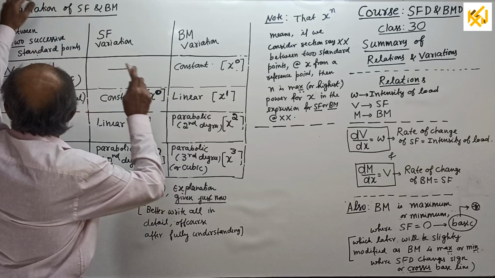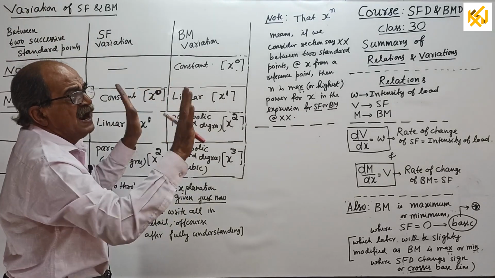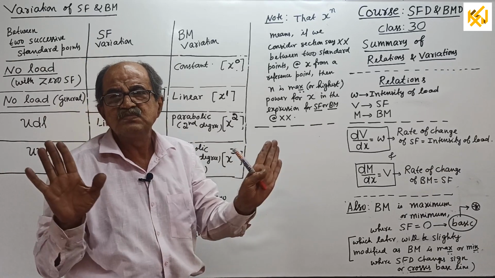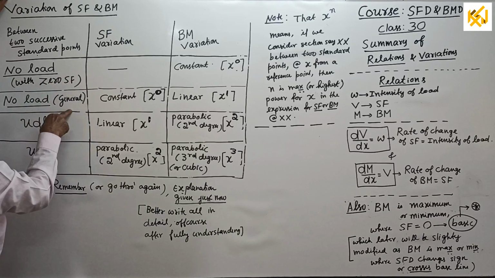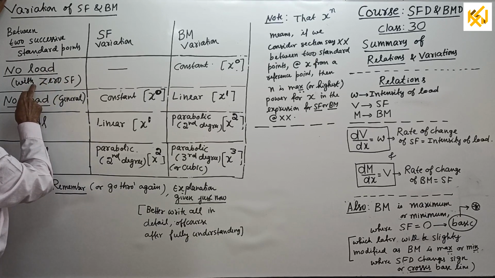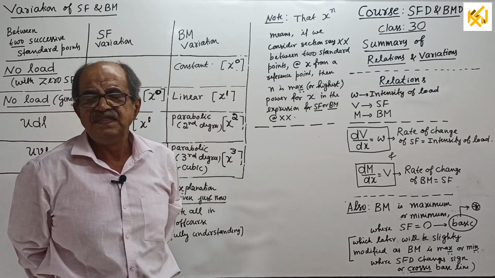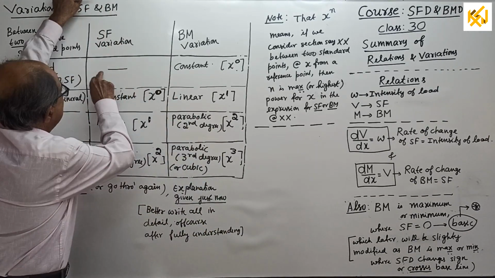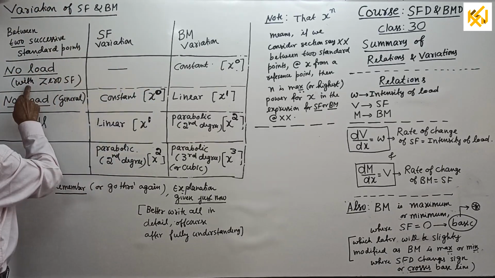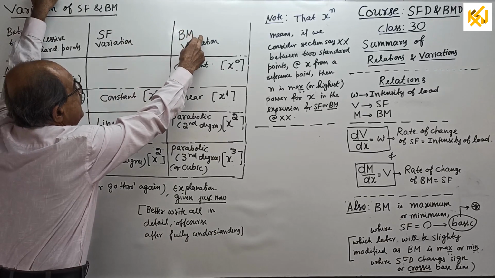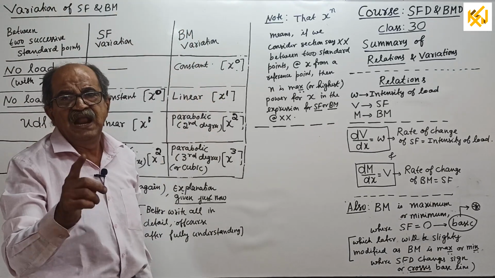Okay. Now, one case: no load. Between two standard points, there is no load. If there is no load, then there is no shear force. When there is no shear force, there is no question of variation. With zero shear force, remember, bending moment will be constant, or x power 0. I will tell what the power is.